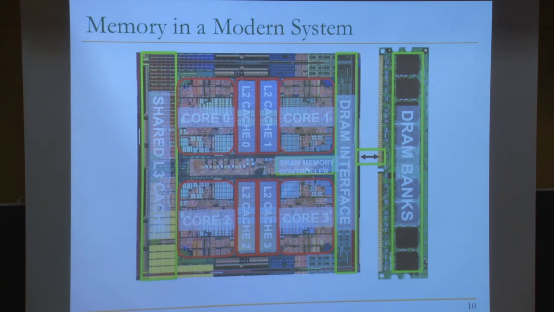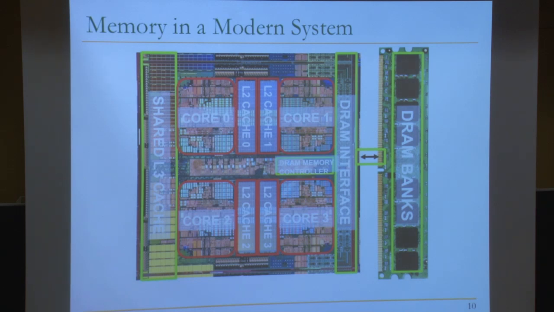For example, one design choice is L2 cache 0. In this case, the architects decided to make the L2 cache private to the core, which means that only this core can access L2 cache 0. Whereas L3 cache is shared across the cores, which means that all cores can bring data into the L3 cache. Now, what are the trade-offs between private versus shared? We'll see that later on. And all cores share the memory controller, and we'll see issues related to that, how this memory controller does scheduling. And we'll also see how the DRAM banks are organized.